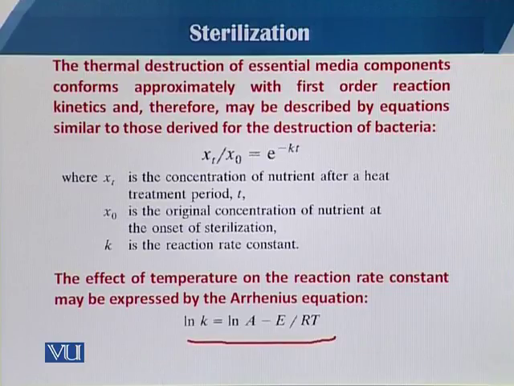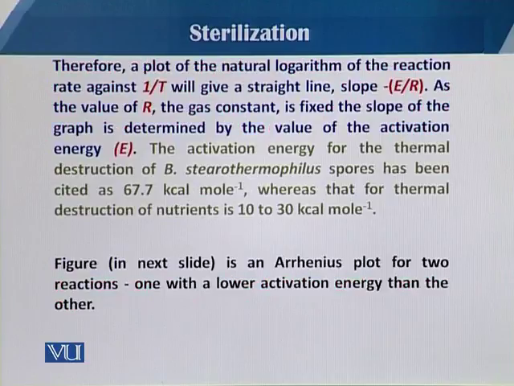ln k is equal to ln A minus E over RT. Here A is the Arrhenius constant, E is the activation energy, R is the gas constant, T is the absolute temperature, and k is the reaction rate constant. So this equation shows the effect of temperature on the rate of reaction, which is called the thermal destruction rate.